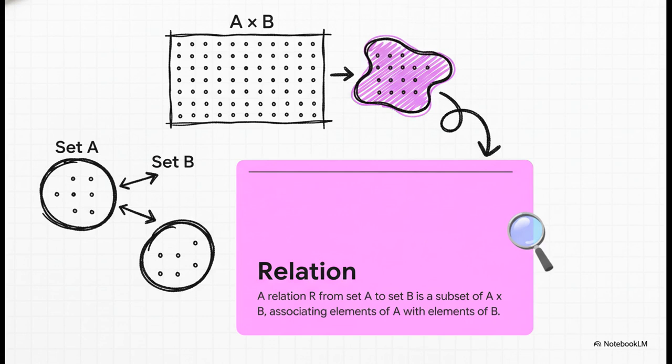Okay, now for the formal definition. I know it sounds a little complex, but let's just break it down. Imagine you've got a set of shirts, set A, and a set of pants, set B. The Cartesian product is just every single possible outfit you could possibly make. A relation is just any handful of those outfits that you decide to pick out. That's really all it is, just a specific collection of ordered pairs.